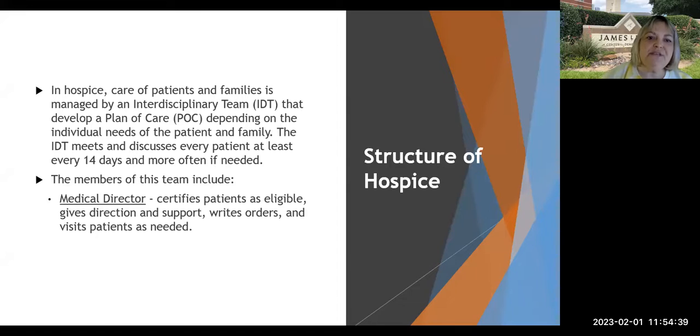The way that hospice is set up is it is run by an interdisciplinary team, and that is called the IDT team. And they then develop a plan of care, or a POC. And again, it depends on that individual, their needs, and the needs of the family. That IDT team meets and discusses every patient at least every 14 days, and some hospices meet every single week, and they have an IDT meeting. So who's on that team?